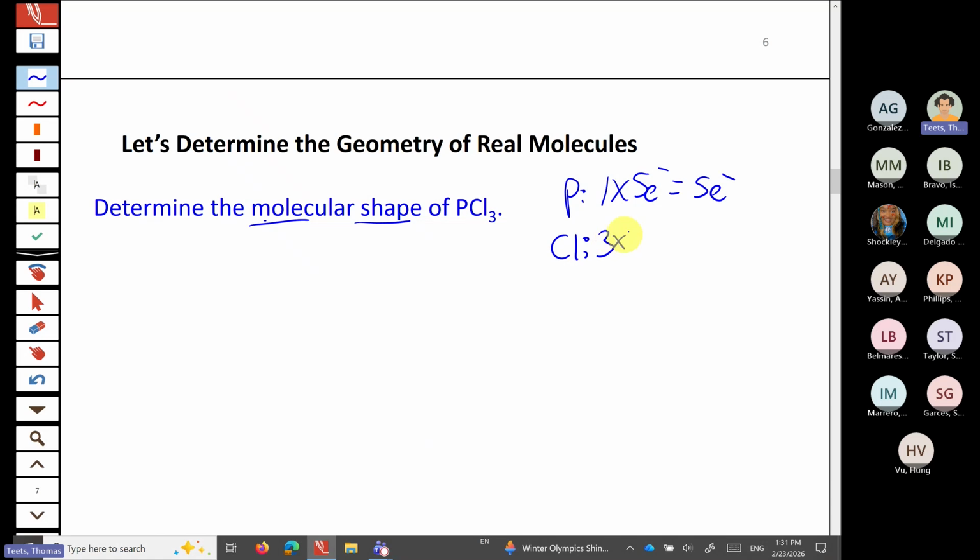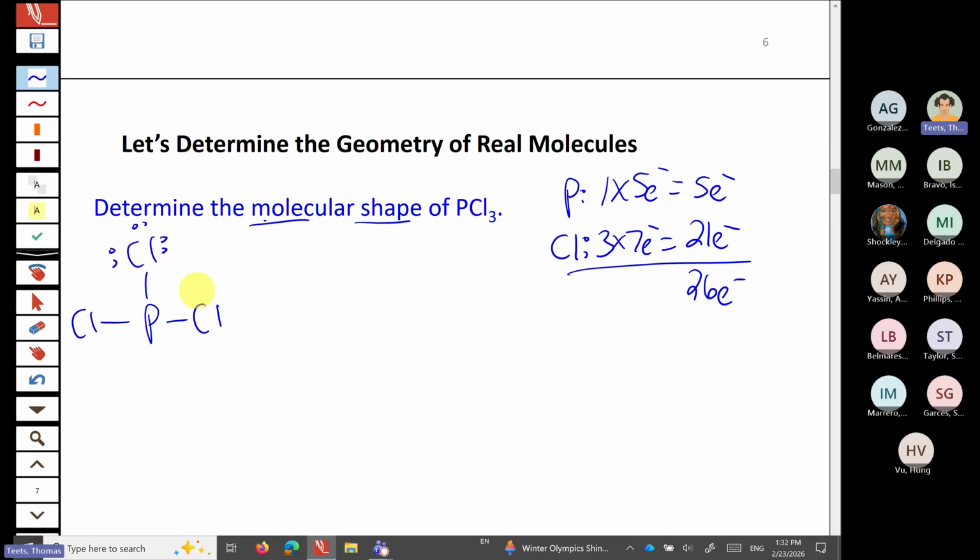I think we did this one, but I'm just going to do a quick review of it in case you've forgotten some of these steps. 5 plus 3 times 7 is 26 total valence electrons. I think we did draw this out in the lecture where we covered Lewis structures, so you've seen it before. So when we draw this out, we get 3 single bonds to chlorine.